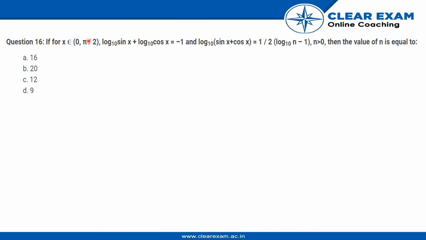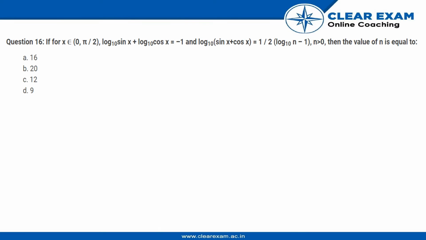If for x belonging to (0, π/2), log₁₀ sin x + log₁₀ cos x = -1 and log₁₀ (sin x + cos x) = 1/2 (log₁₀ n - 1), where n is greater than 0, then the value of n is equal to? So this is a pretty simple question.